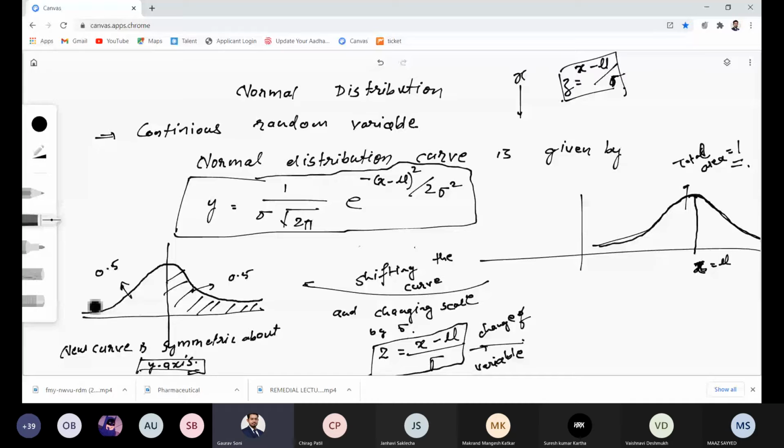So I have posted a table on your group. This table gives me the values for integration. So you don't need to find out the integrations every time. You can use the table, get the value of the integration, and directly use it in the example. Once you change the variable z is equal to x minus mu by sigma, for those values of z, this table will work, and it will give you the answer for any integration.